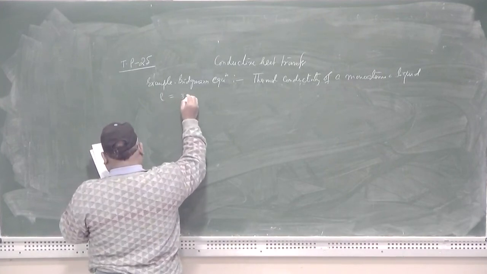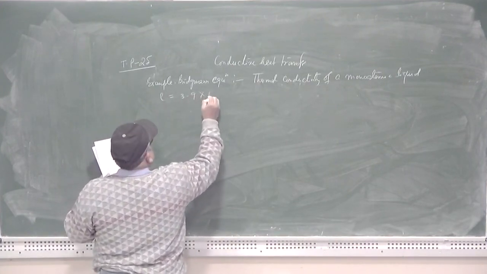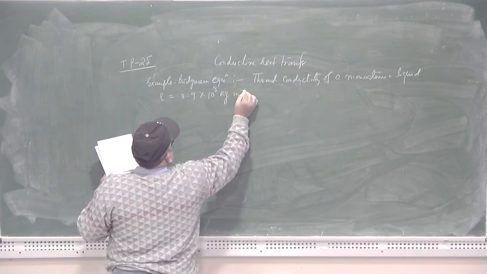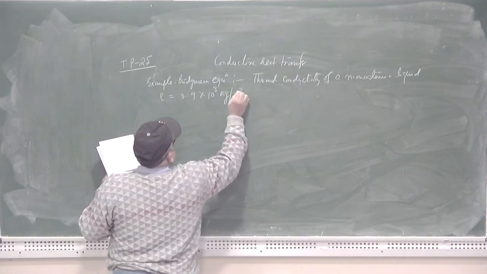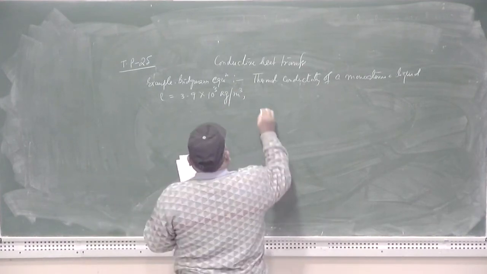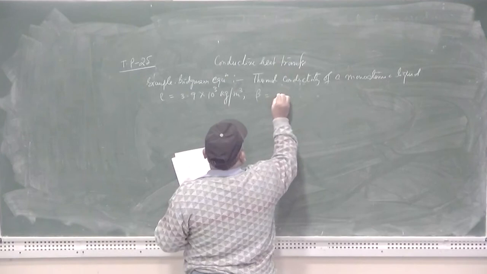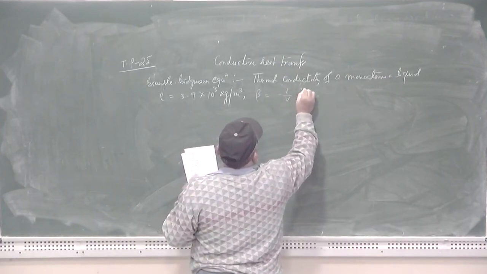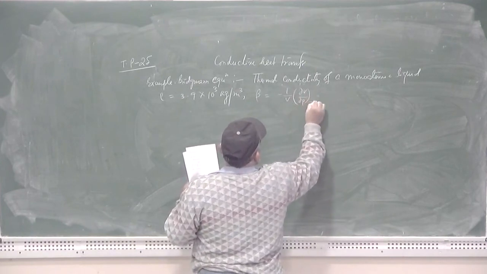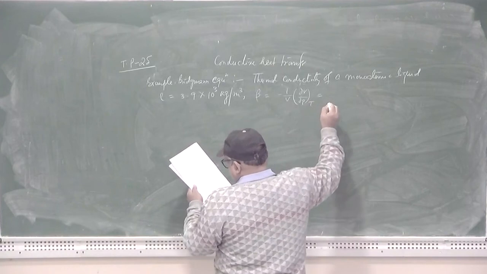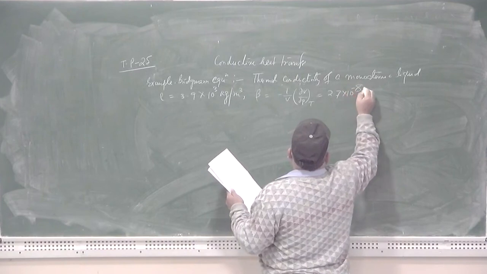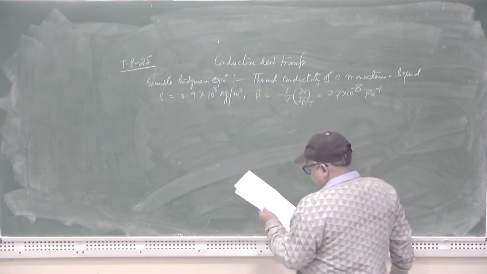Let us suppose the density is given as 3.9 kilogram per meter cube. Another data which has been given is the value of the isothermal compressibility, that is equal to minus 1 by V delta V by delta P at constant temperature. This data is 2.7 into 10 raised to the power minus 8 per Pascal.